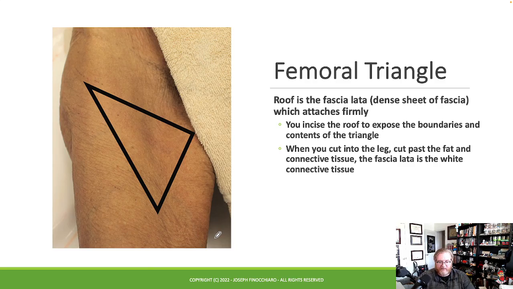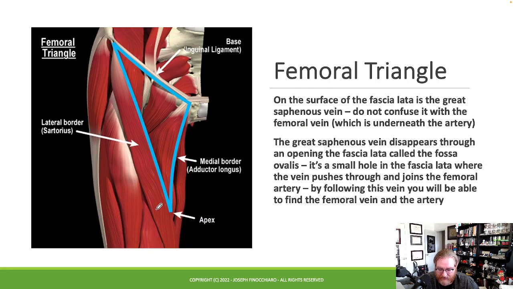The roof is fascia lata, which is a dense sheet of connective tissue. You cut through this, okay, which will then expose the contents of the triangle. So you're cutting through the skin, you're going through the fat layer, you find this basically connective tissue layer, you cut through it, and then once you're there, you should see the muscles very clearly. And all you have to do is kind of push them out of the way.